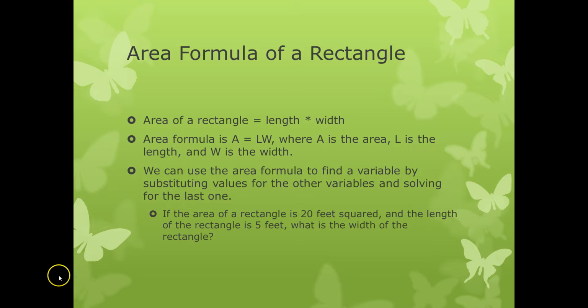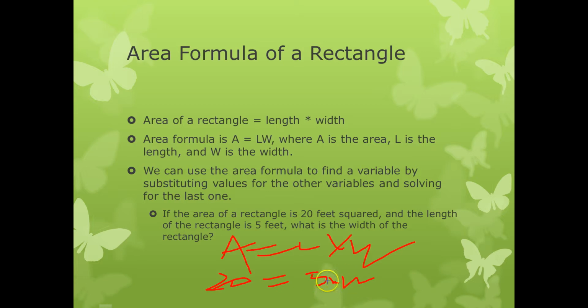We can use an area formula to find a variable by substituting values for the other variables and solving for the last one. So if the area of a rectangle is 20 feet squared and the length of the rectangle is equal to 5, what is the width of the rectangle? So A is equal to L times W, and we know that A is equal to 20 because they give it to us, and the length is equal to 5. So 5 times W is equal to 20.